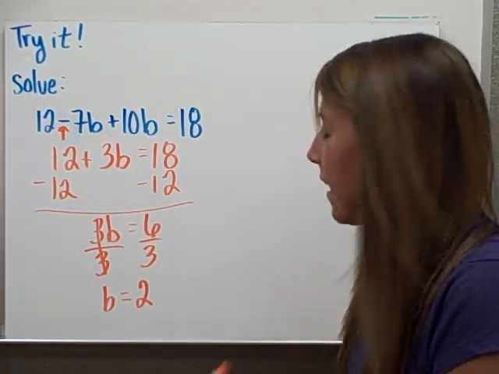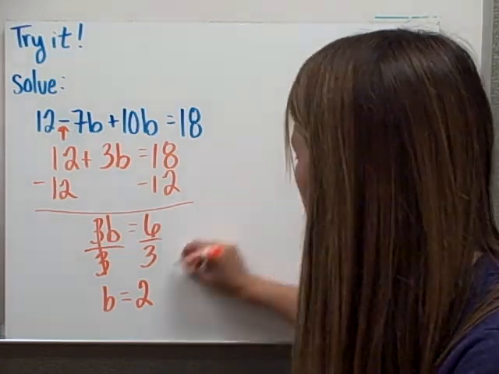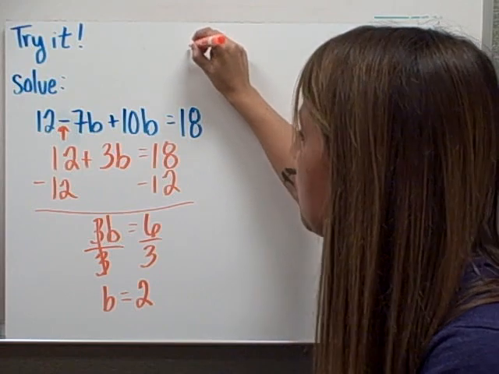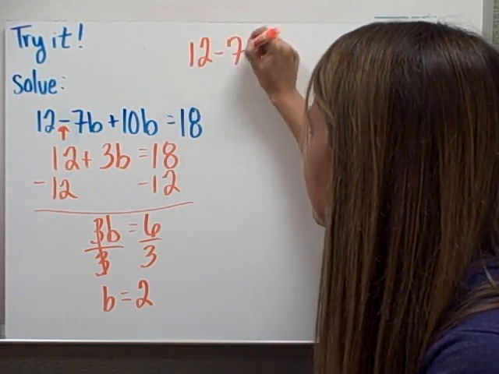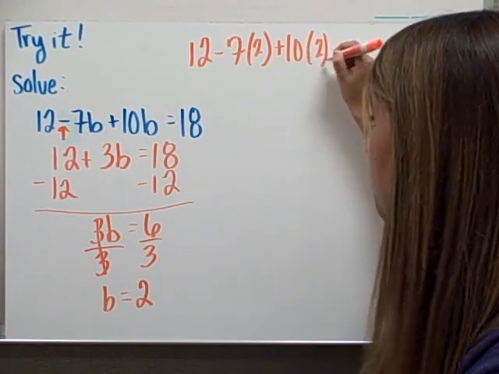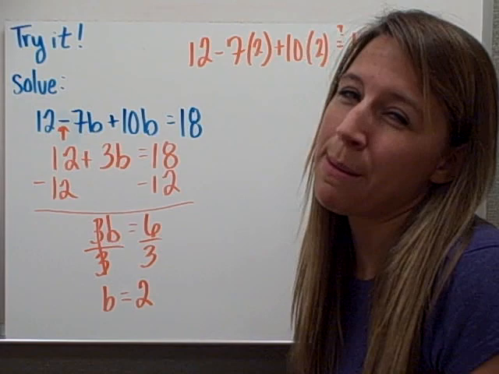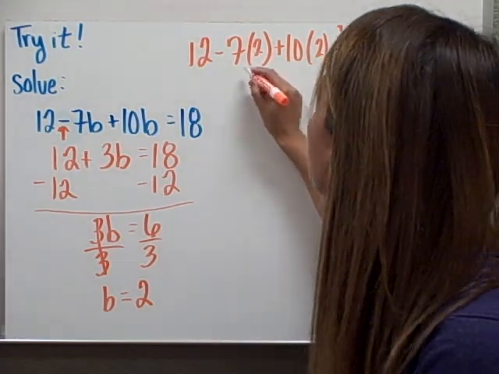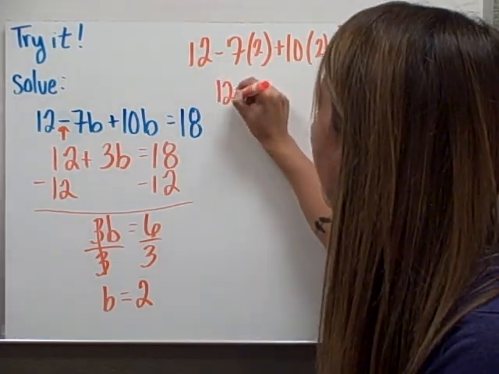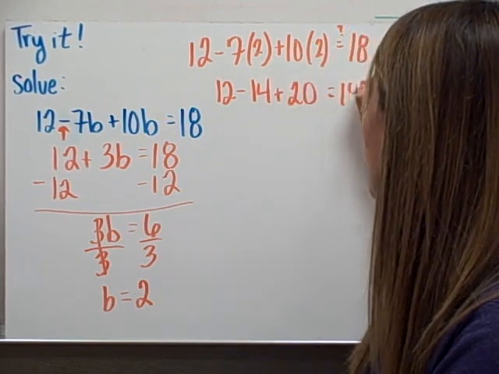And if I want to check, which I think is a good idea to do when you get into these longer equations, you just plug it back into the original. So I can say 12 minus 7 times 2 plus 10 times 2 equals 18? Because I'm not 100% sure. I do my multiplication first. So 12 minus 14 plus 20 equals 18.